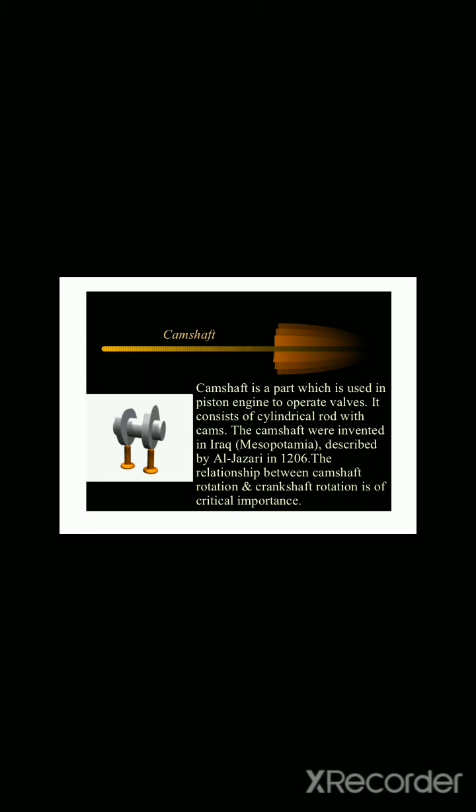Camshaft is a part which is used in piston engine to operate valves. It consists of a cylindrical rod with cams. The camshaft was invented in Iraq, described by Al-Jazari in 1206. The relationship between camshaft rotation and crankshaft rotation is of critical importance.